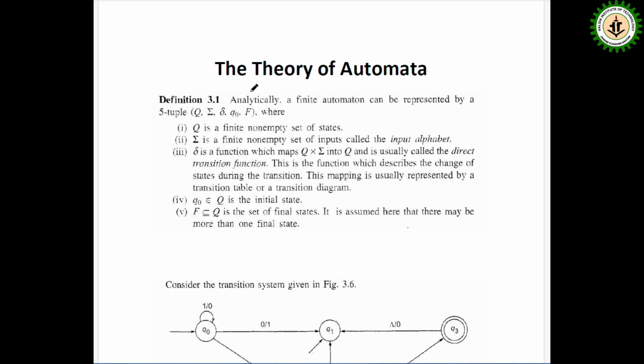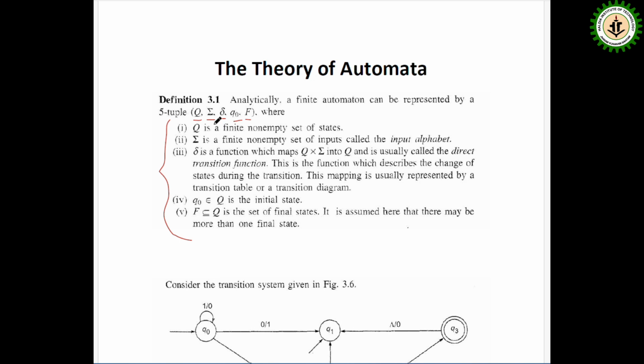Today we are going to learn the theory of automata and basically the finite automata part. A finite automata in general is denoted by a five tuple system. What are the five tuples? The first one is capital Q, then sigma, small delta, Q0 and F. What is capital Q?